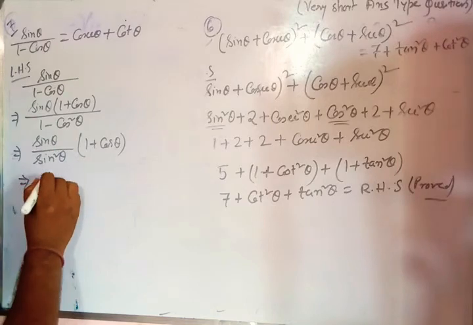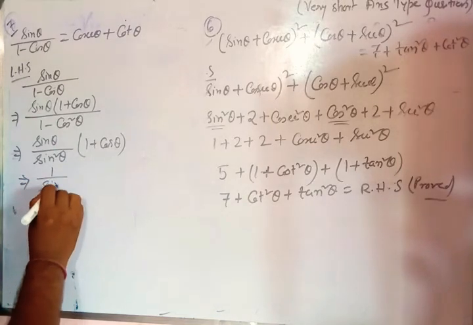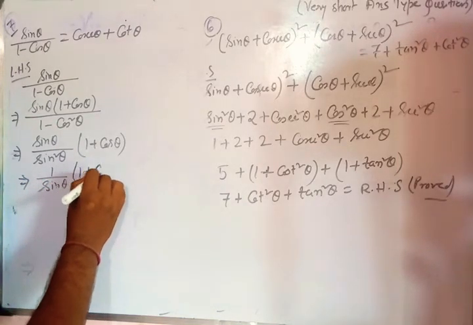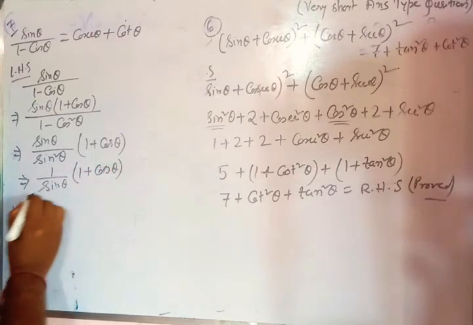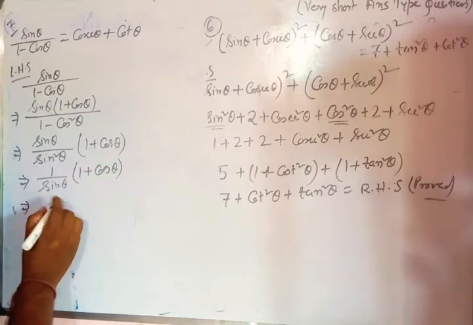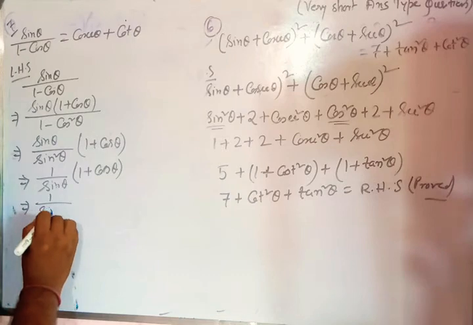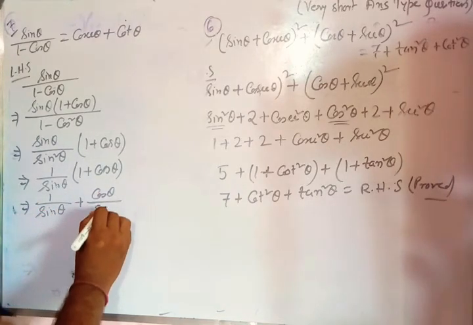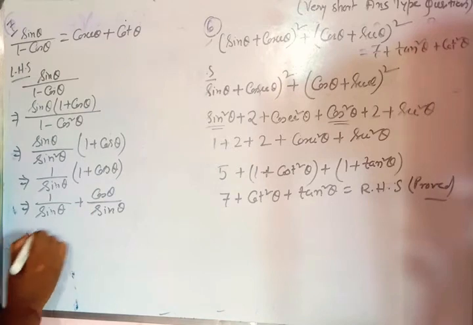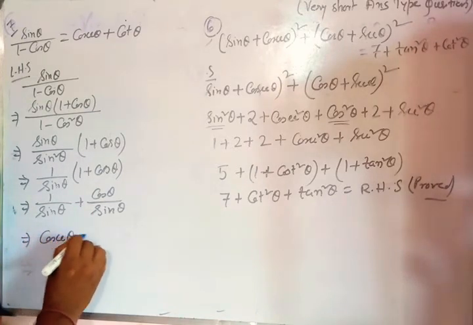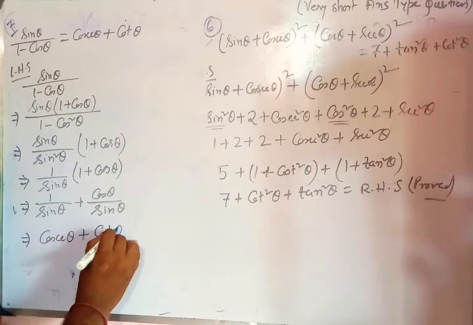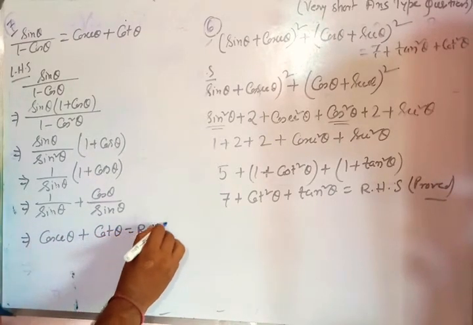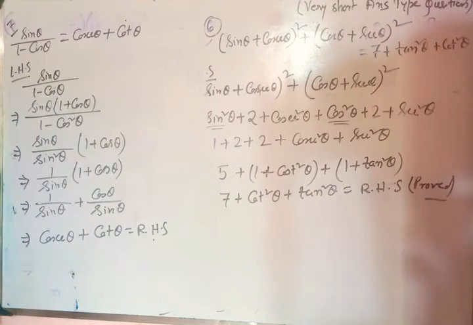This can be written as 1 by sin theta into 1 plus cos theta. This is 1 by sin theta plus cos theta by sin theta. 1 by sin theta means cosec theta plus this is cot theta, that's equal to RHS. Okay, next move to another question.